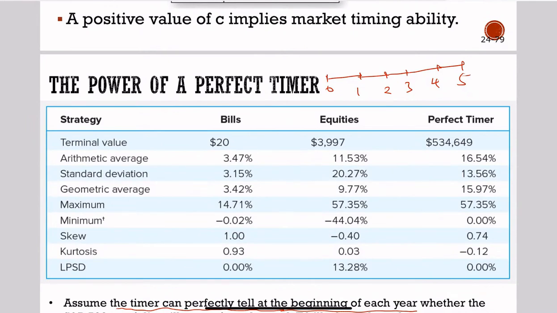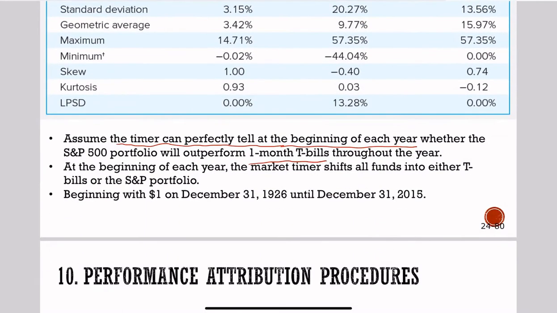After 1 year, again, she will make the prediction. Let's say this time she predicts the 1 month T-bill will outperform the market. Now she would invest all her money into this 1 month T-bill for 1 year. Again, she will make the prediction after these 2 years of investment, and she will continue to do this until December 31, 2015.